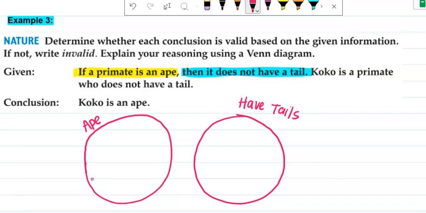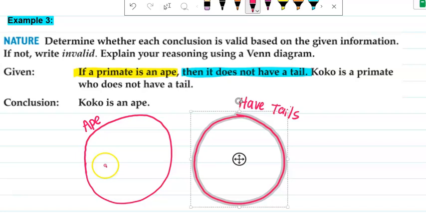So Coco is a primate who does not have a tail. So she's not going to have a tail. She's not going to be in our circle of having tails, right? But is she necessarily an ape? Can we make that jump? Are there primates that don't have tails that are not apes? And the answer is probably. I honestly can't think of anything off the top of my head.